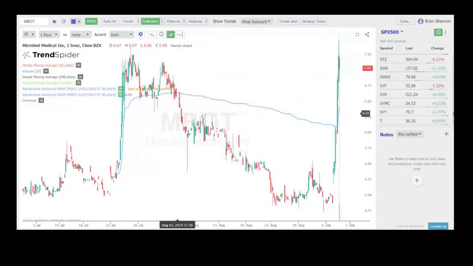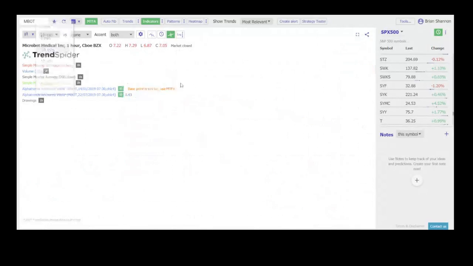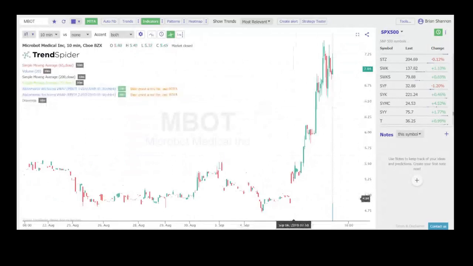And this is where the sellers took control when it made that lower low. And then it was lights out for the stock. Now we can look at this, and that's an hourly chart. We'll go over to a 10-minute chart to look at Friday's activity.